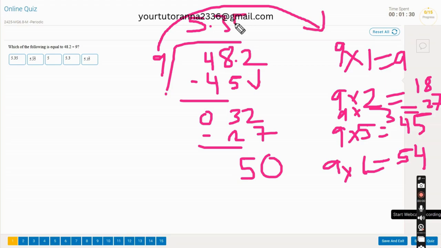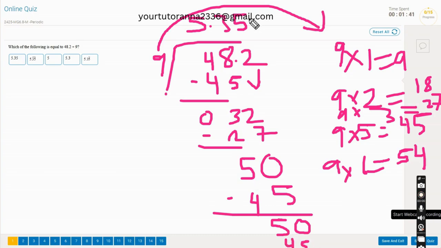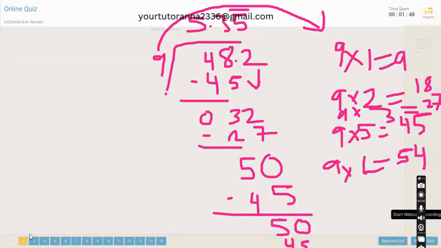That will be 5, 45. Now you're getting 5 again. So you'll continuously get 5 because you will add a 0 here again, and then it will be 45 again. And then you'll get 5 again. So 5 is being repeated. So we'll put a line only above the 5, not above the 3, only above the 5. So 5.35 with the bar over the 5.